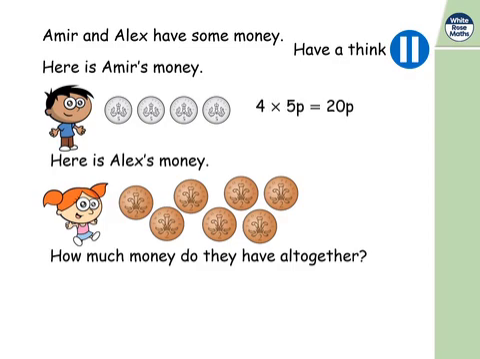Amir has 4 times 5, which is 20 pence. And Alex has 7 times 2, which is 14 pence. Altogether, they have 34 pence. 20 plus 14 is 34.